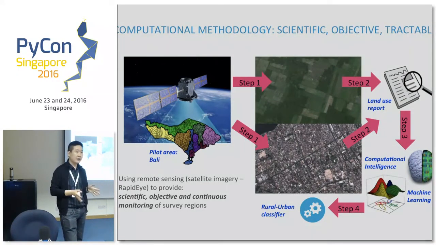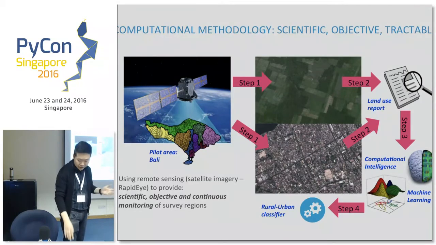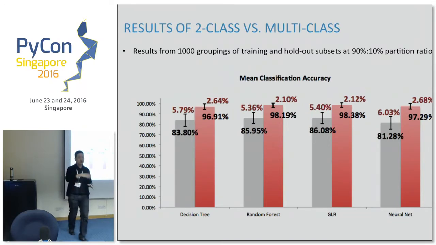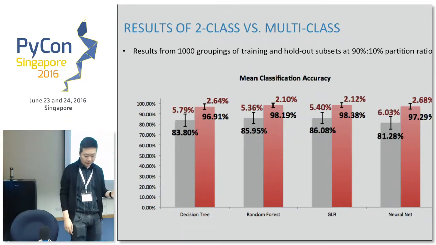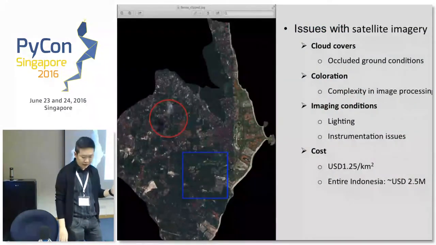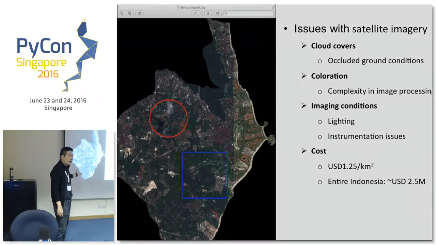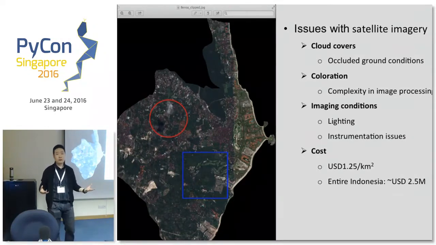And once we have the data set, we can build our classifier. Now that is very good, okay? And we have quite a high accuracy in terms of the classification rate between rural and urban, or different shades of urban development. We have accuracy up to about 96-97%. That is great, okay? But the problem with using satellite images is, because we are near the equatorial belt, the issue of cloud covers.